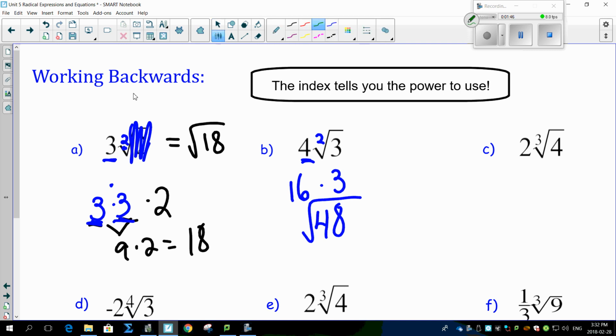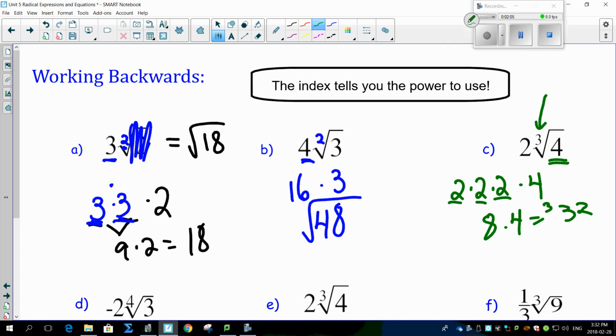Watch even a third time here. Check this out. The index is 3 now. So guess what? That's 2 cubed. 2 times 2 times 2, when the original number was 4. 2 times 2, right, times 2 is 8. That's 8. 8 times 4, 32. This is the cubed root of 32. See how it works? Let's keep on going.